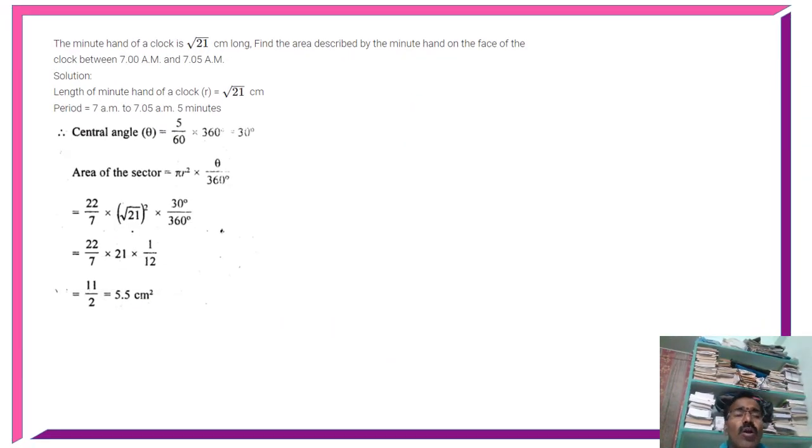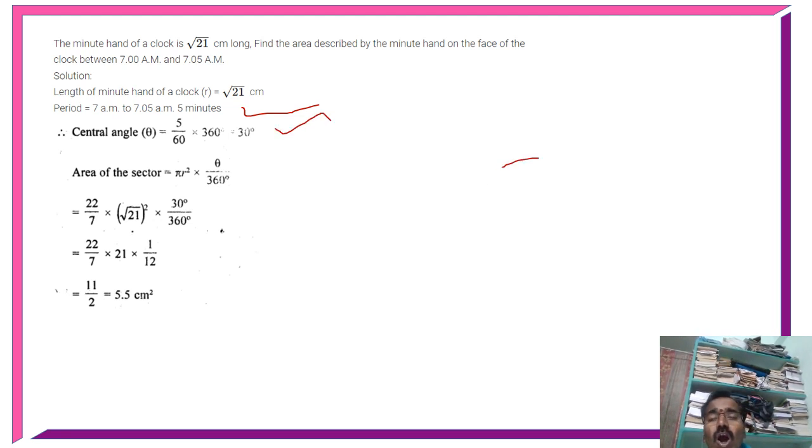The minute hand of a clock: find the area swept by the minute hand from 7 a.m. to 7:05 a.m., which means 5 minutes. Angle of sector for 5 minutes, the central angle, equals 5 by 60 into 360, because in 1 hour the minute hand makes 360 degrees. We need it for 5 minutes, so 5 by 60 into 360. After simplification we get 30 degrees.